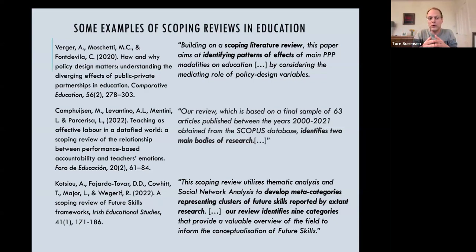And then you have the third contribution here by Kotsiu and colleagues, which is quite an ambitious study looking at the conceptualization of future skills and trying to develop meta categories on the basis of the literature to bring some order into the way that we think about future skills, because there's a huge mass of different concepts, different notions, different categories related to the notion of future skills. So they try to bring some order into that by doing a scoping review. So that's three different reviews.